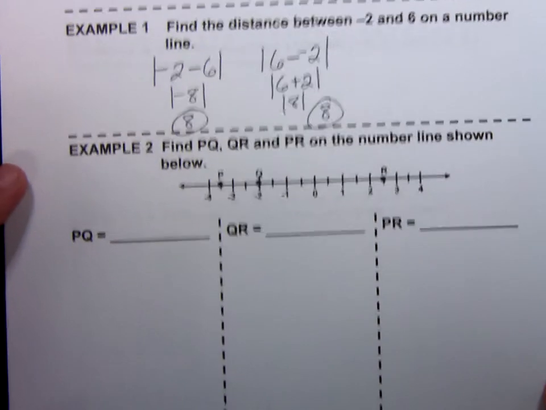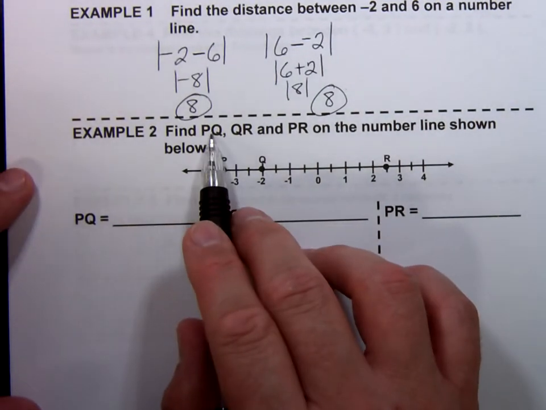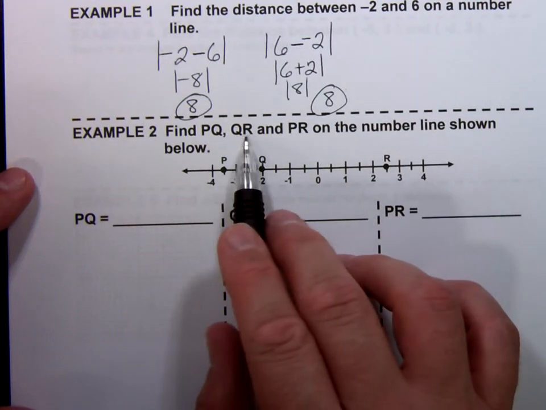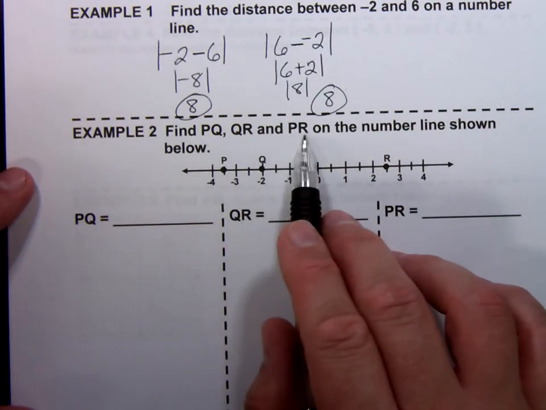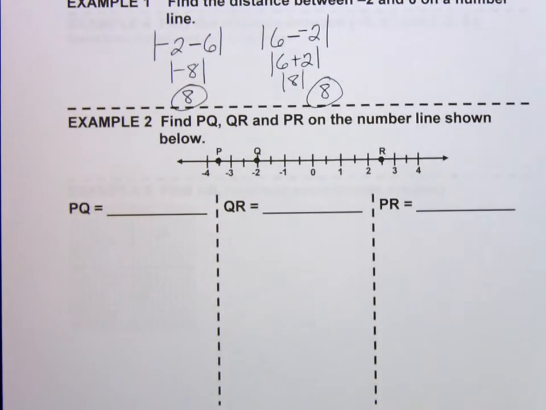Alright, example 2. Find the distance from P to Q, the distance from Q to R, and the distance from P to R on the number line shown below. We talked about understanding the language of geometry, knowing how to write something and mean what you're trying to say, and how to read something and know what they're telling you. It's very important when we name lines and segments and rays and things that we always put the correct symbol over the top. Because if you don't, it means something completely different.